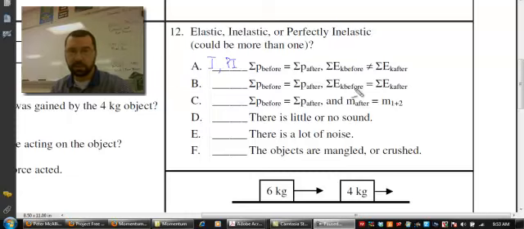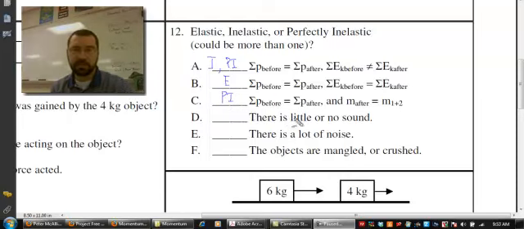Here, kinetic energy before is equal to kinetic energy after, so that has to be only one thing, that has to be an elastic collision. For C, the momentum before is equal to momentum after, and the mass afterwards is equal to the mass of object 1 plus object 2. So that means that things are sticking together, so this has to be perfectly inelastic.